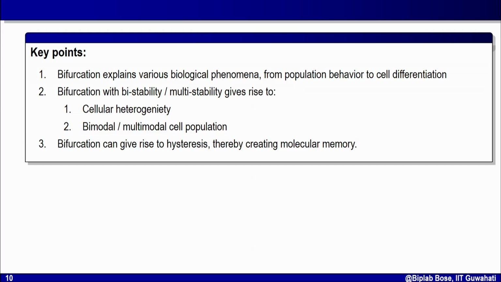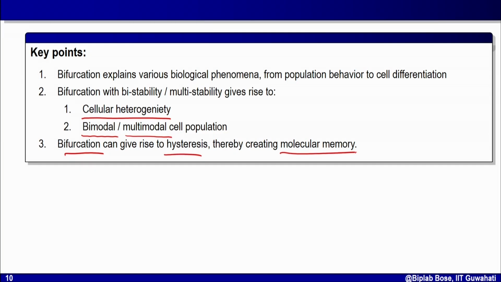Now this type of bistable or multistable system can give rise to cellular heterogeneity. We have discussed that. And this type of cellular heterogeneity eventually may give rise to a bimodal or multimodal cell population, depending upon the number of possible steady states available to the cells. And finally, we have discussed that bifurcation can give rise to hysteresis, and hysteresis in a way gives rise to molecular memory in cells. That's all for this module.